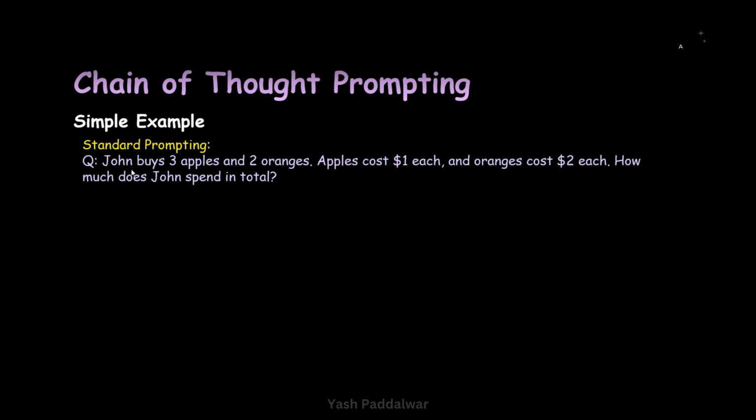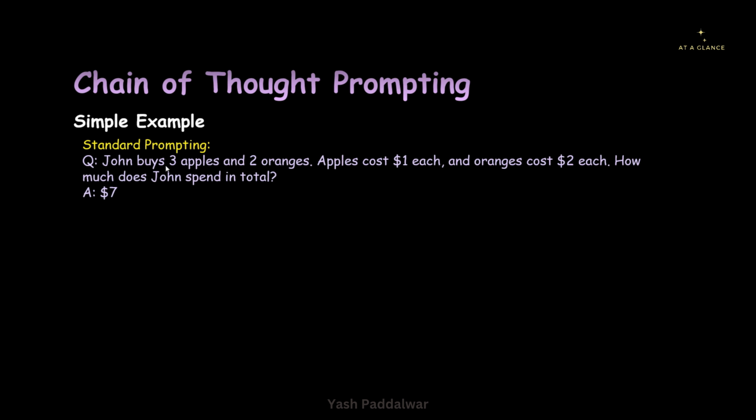The question is: John buys 3 apples and 2 oranges. Apples cost $1 each and oranges cost $2 each. How much does John spend in total? For this question, we also provide the answer to it. So this is a simple one shot prompting. Why? Because here we are giving one simple example for the LLM to understand. The answer I am providing is $7.